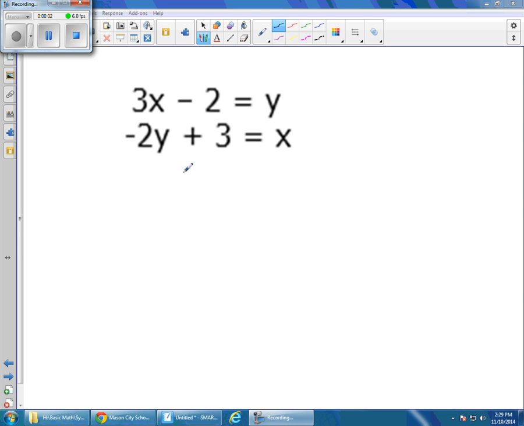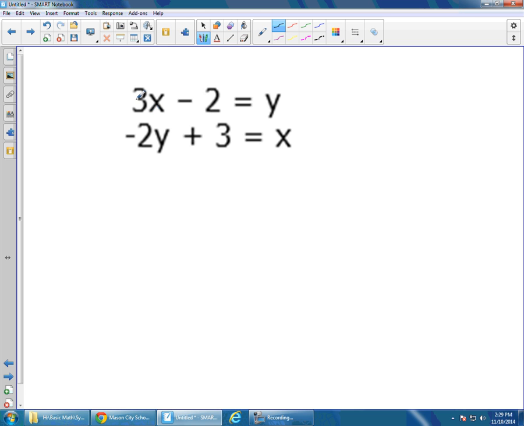All right, we are here to work on systems of equations. So our system of equations here says 3x minus 2 equals y, and then negative 2y plus 3 equals x. So this is a system, so it involves two equations. We are going to use substitution to solve it.